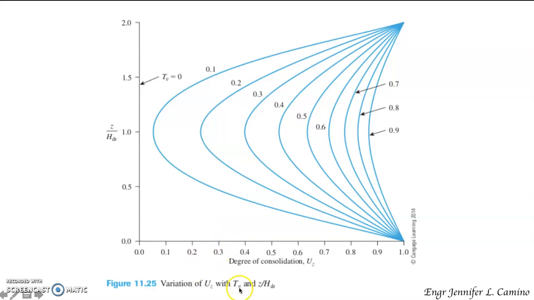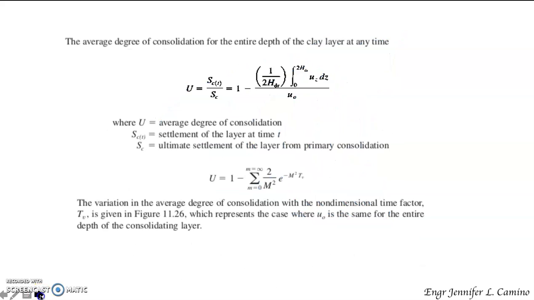And of course, you can have the value for the time factor and the ratio between z over H sub dr. So the average degree of consolidation for the entire depth of the clay layer at any time is given by this expression. The average degree of consolidation at any time is equal to the settlement of the clay layer at time t over the ultimate settlement of the layer from primary consolidation. And that is now equivalent to this expression.